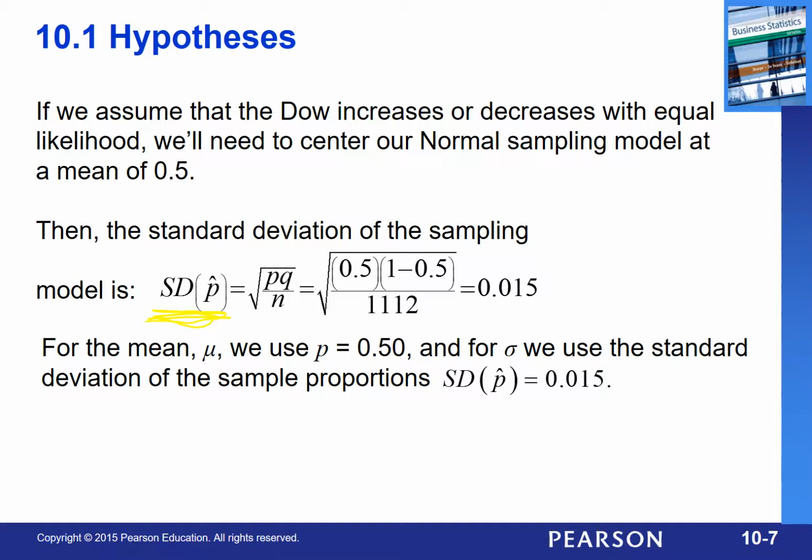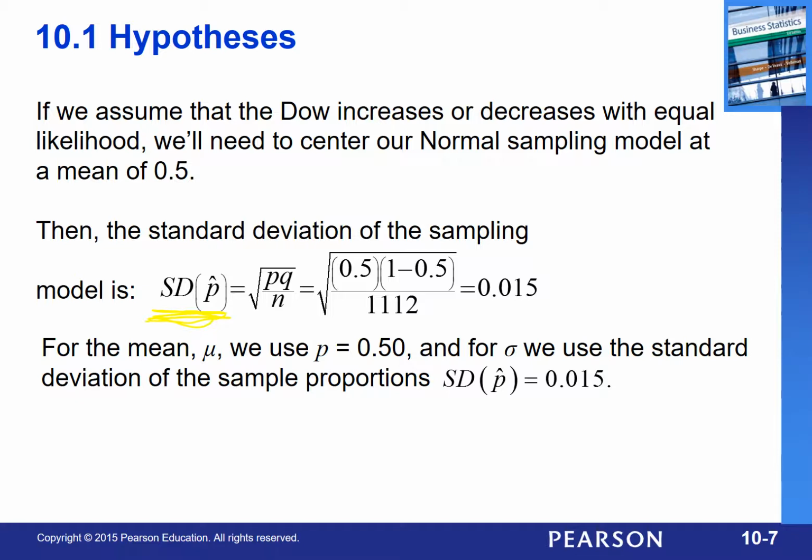Okay, so if we assume that the Dow increases or decreases with equal likelihood, so we're starting with the assumption, going with our null hypothesis, think null is just starter, not really all that interesting, nothing going on here, standard modus operandi guy. It has the mean 50%. So we're starting using that null hypothesis. We're going to use that to build the model.